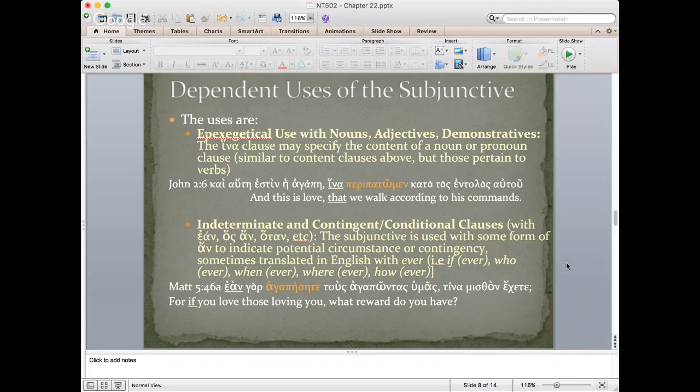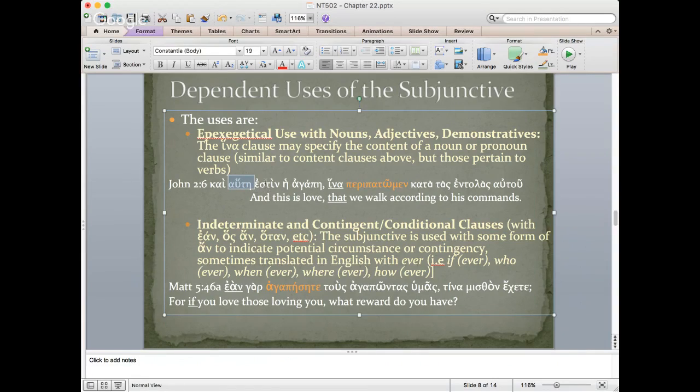So sometimes there are other uses of the subjunctive, the epexegetical use. It's going to be used with nouns, adjectives, and demonstratives. So a hina clause may be used to specify the content of a noun or pronoun clause. This is going to be similar to the content clauses above, but those content clauses pertain to verbs, whereas this is actually linking to a noun, adjective, or demonstrative. Okay? So this is going to be something like, this is love. Hina, what is love? That. And then this is telling you the content of what that love is.